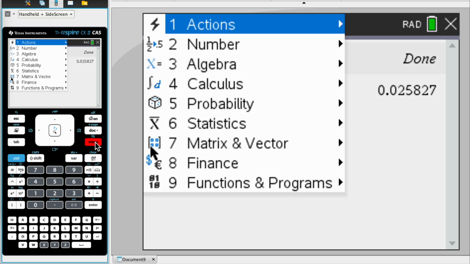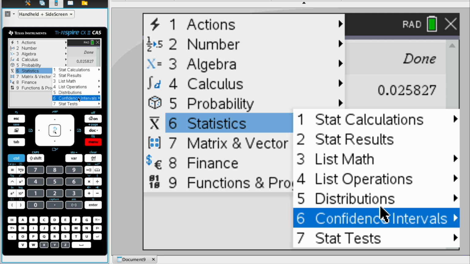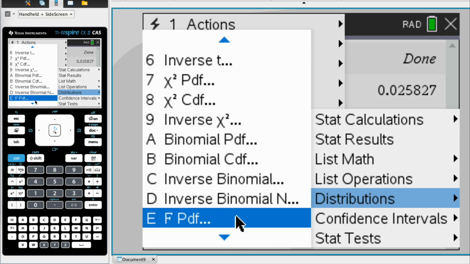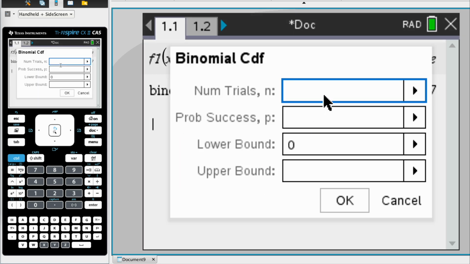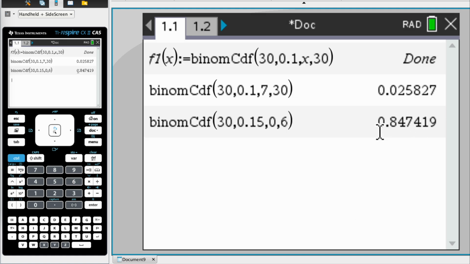Then to calculate the probability of a type 2 error, we do the same steps. Letter B for binomial CDF, 30. But for probability of success or proportion of success, we're going to use the given alternate proportion of success, which was 15%. And then the acceptance region is on the lower side. So we're going to go 0 up to 6. That's my acceptance region. And there is the probability of a type 2 error.